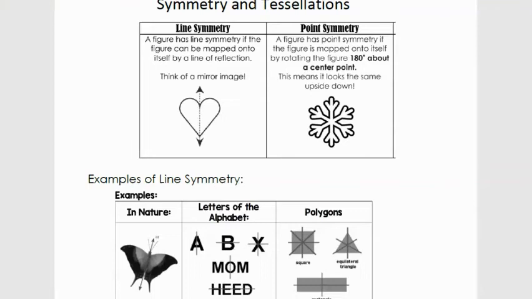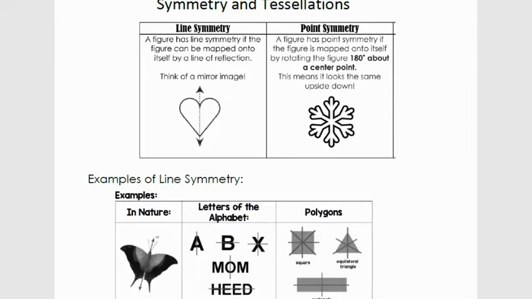About symmetry and tessellations. So symmetry you've heard about before. A figure has a line of symmetry if the figure can be mapped onto itself by a line of reflection. Now, mapped onto itself kind of implies that if you were to fold it on that line of symmetry, it would lie on top of itself.